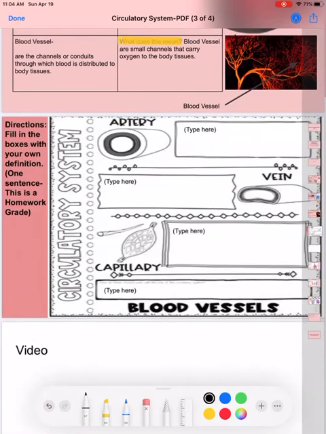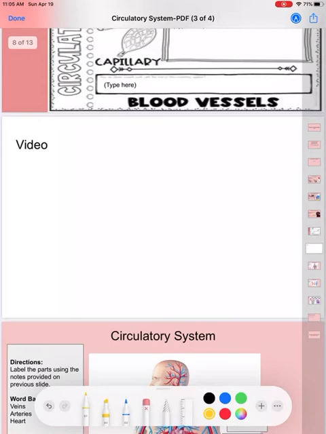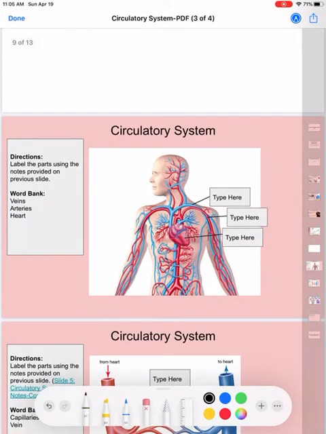Next, you'll fill out the boxes with your own definition. You'll be watching the video that I will be putting up. Then you're going to fill out this. Okay, so you're going to label this. So we have our veins and arteries and heart. You're going to label the parts using the notes on the provided slide, or you can use the video that I'm showing you right now. So we have our arteries. This leads to our veins, and this is our heart.